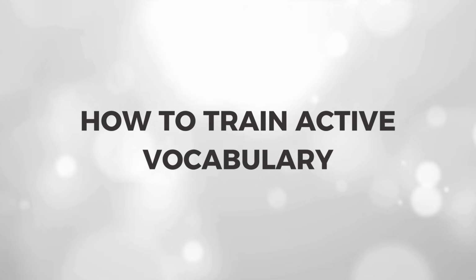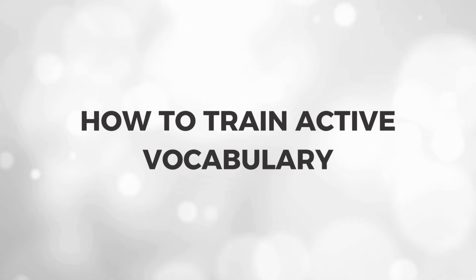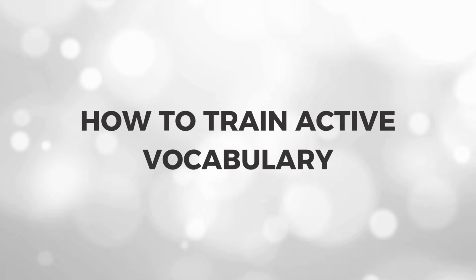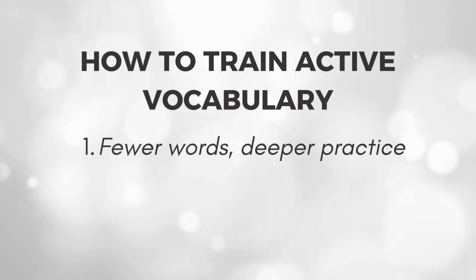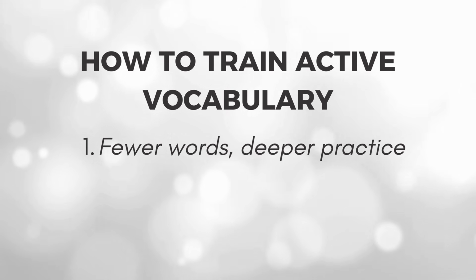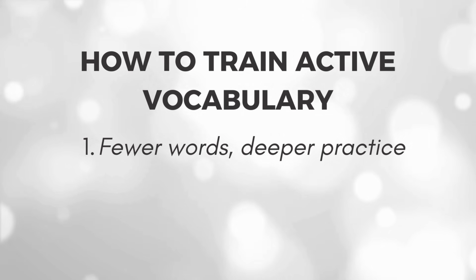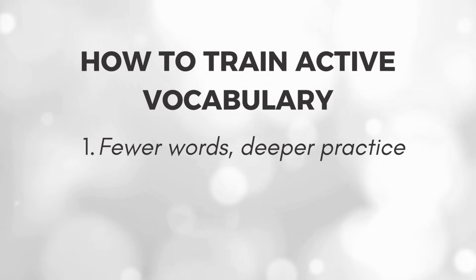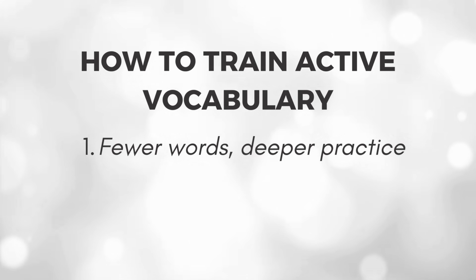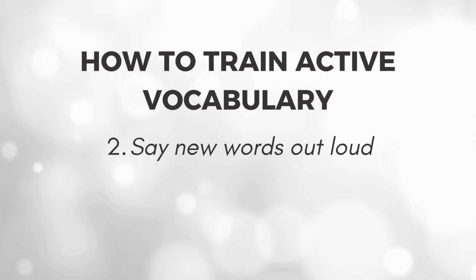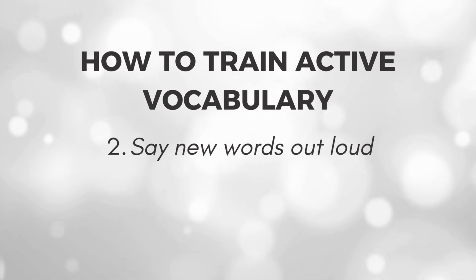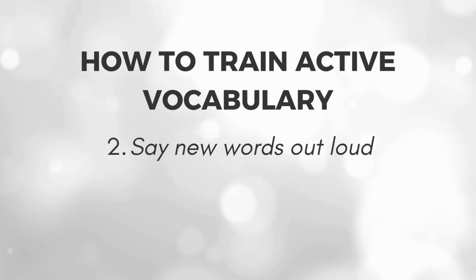So, how do you train active vocabulary? The goal is not to learn simply new words. The goal is to use fewer words but more deeply. Instead of trying to activate everything you understand, choose a small number of words. For example, choose 5 words. Then work with those words. Write sentences with them. Say those sentences out loud. Use the words in different situations.